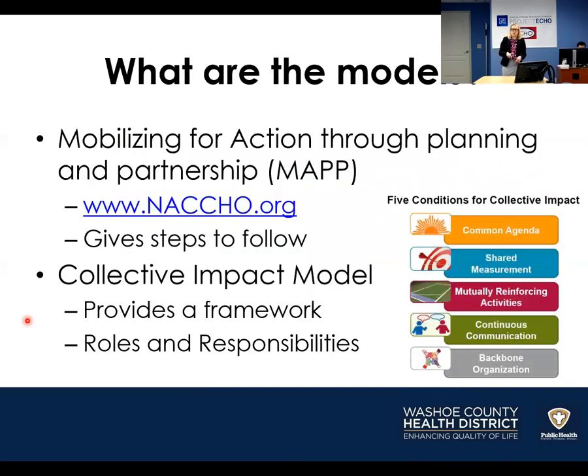I wanted to talk really just briefly on what some of the models are for doing this work. So in addition to sort of reaching out to other folks who have done CHIPs and doing some networking, finding out what worked well for folks and what were some challenges, it's also a good idea to take a look at some of the models that are out there to help with this work. So one that's commonly talked about is MAP, or Mobilizing for Action Through Planning and Partnerships. There's a lot of great resources on the NACCHO website, so I wanted to provide that link here. And MAP gives some great steps to follow.